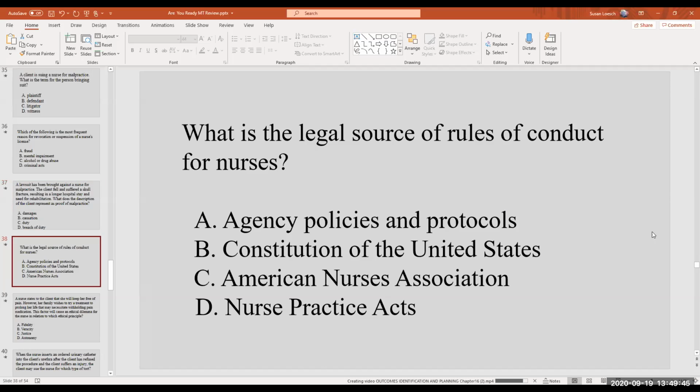What is the legal source of rules of conduct for nurses? D. Nurse Practice Act. Your Nurse Practice Act for each state is what's going to set down your rules of conduct. Try to read the one for New Jersey, by the way.